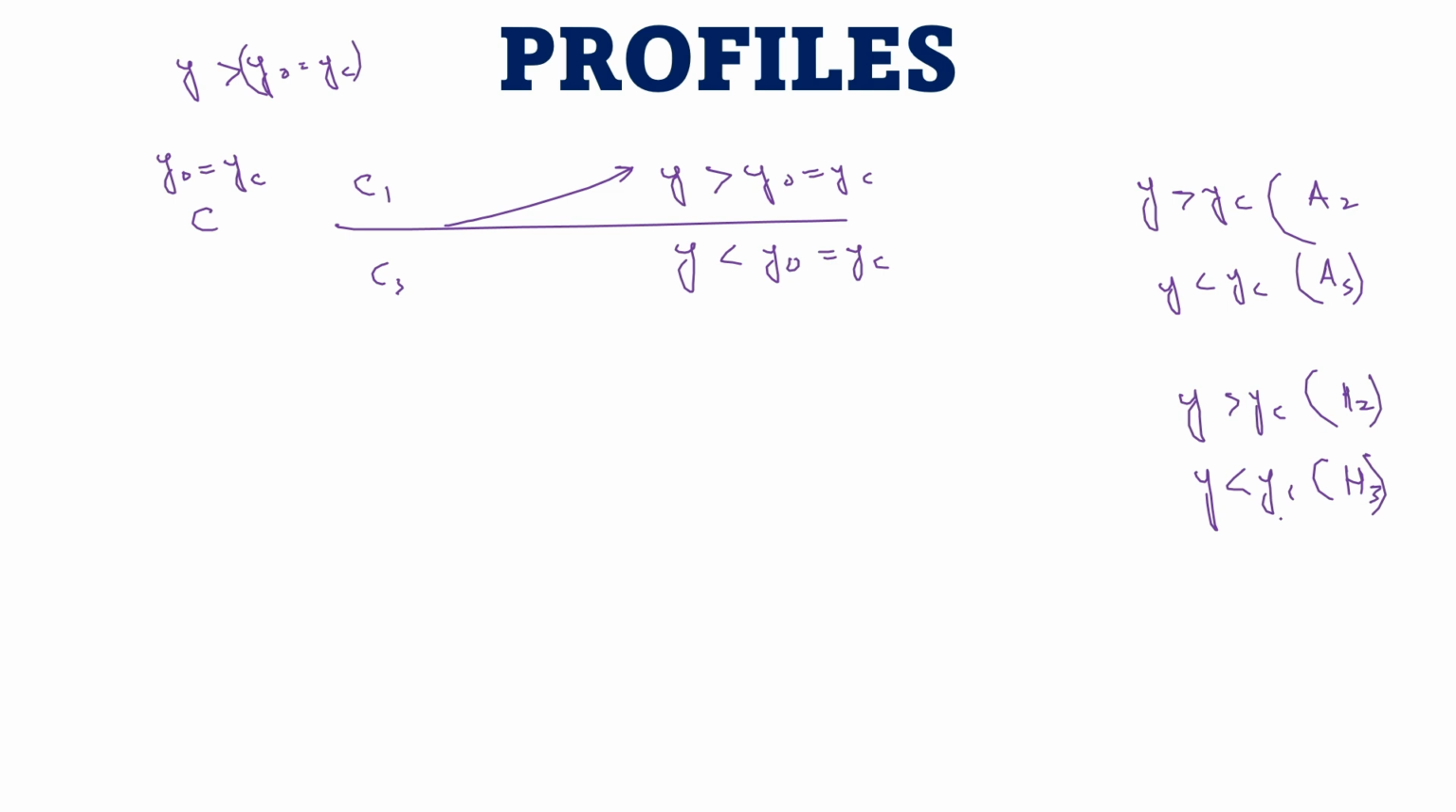Any of these 12 profiles may be possible in case of a gradually varied flow. So this is all about the profiles.